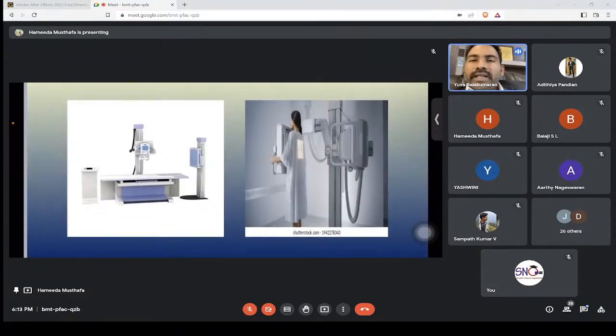Okay, this is one digital X-ray unit where they are taking a chest X-ray. It's a posterior anterior view. So this is how they will take the X-ray. This is the X-ray equipment, the latest X-ray equipment.